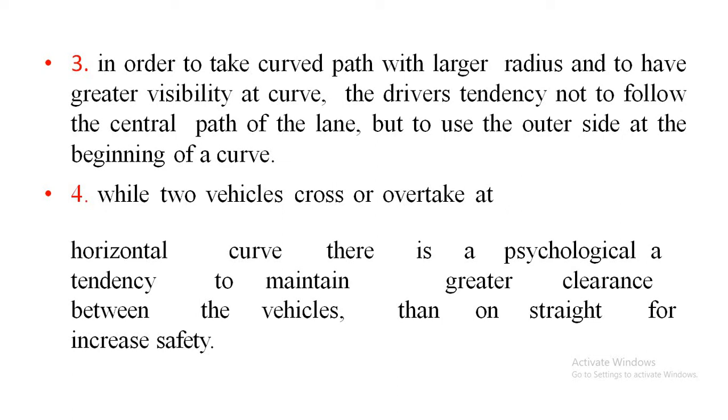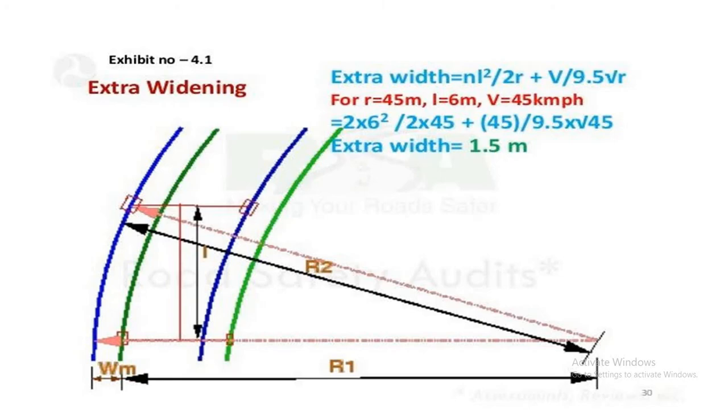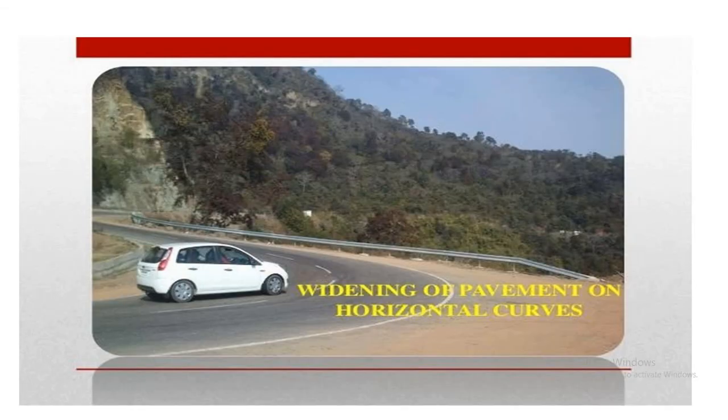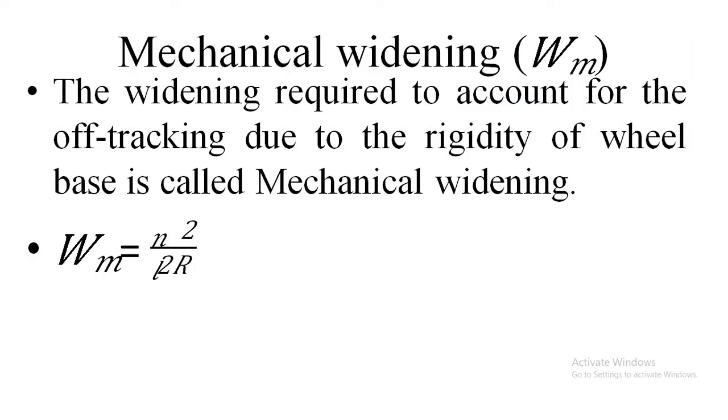Here we have two types of widening: one is mechanical widening and another one is psychological widening. This is the image, widening of the pavement on the horizontal curve. We need to provide the outer zone.